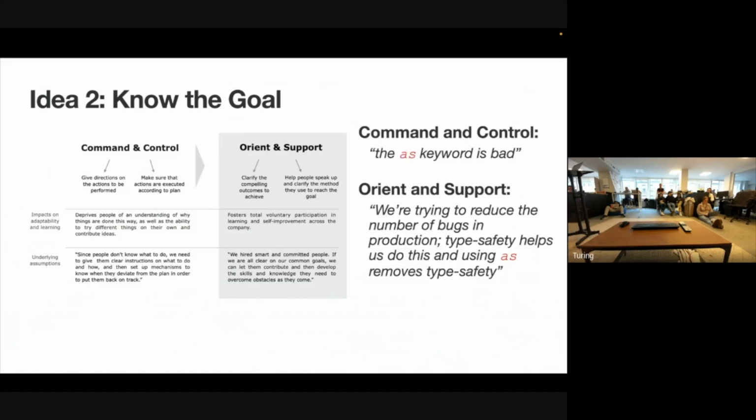So an example would be command and control, me as the architect just saying, okay, don't use the as keyword in TypeScript, it's bad. Whereas orient and support, which is what we should be doing as architects, is we clarify the goal, which is we're trying to reduce the number of bugs in production, and type safety helps us to do this. And using the as keyword removes type safety.